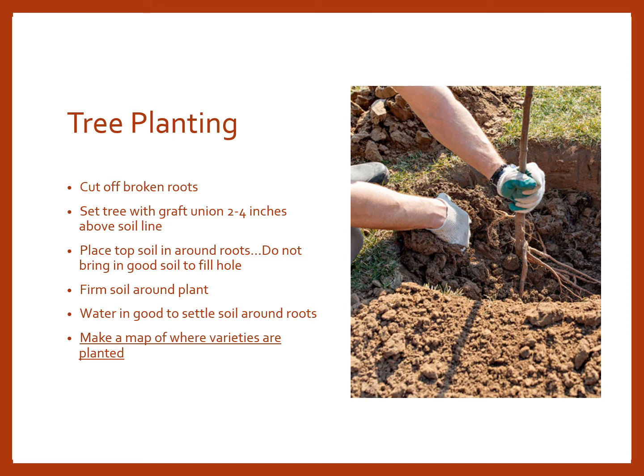And then you probably want to either keep a label on the tree or make a map of where varieties are planted. That way you'll know for future reference, and also which are resistant to what diseases, and it may make a decision whether you want to grow more of that variety or less in the future.